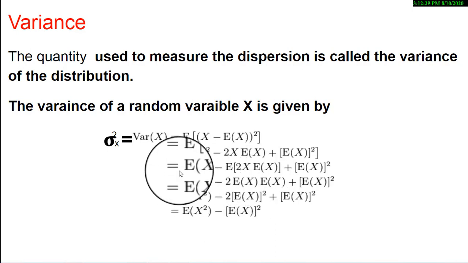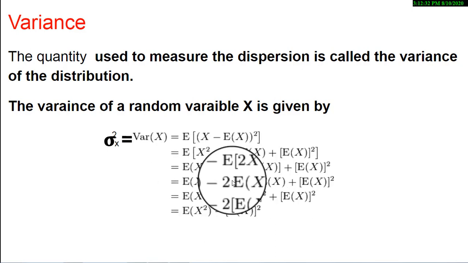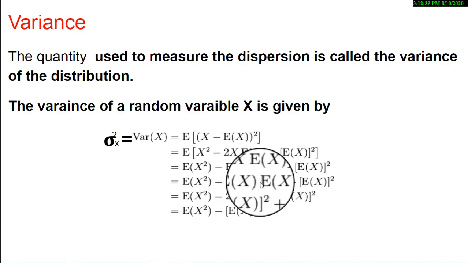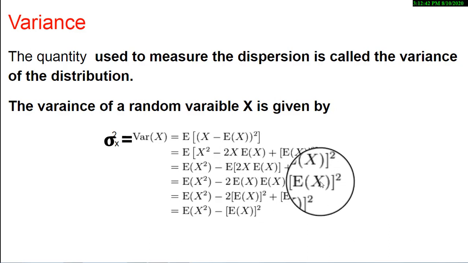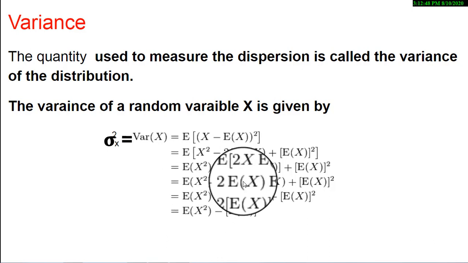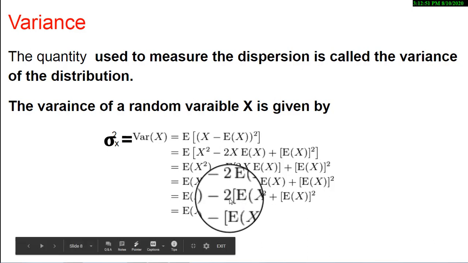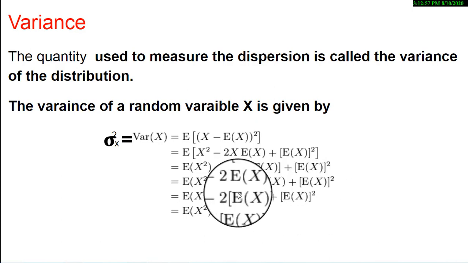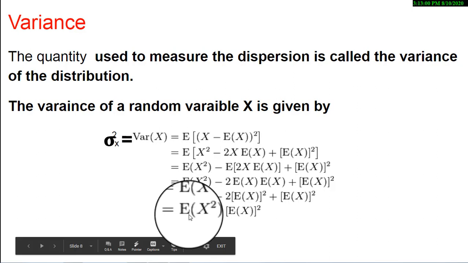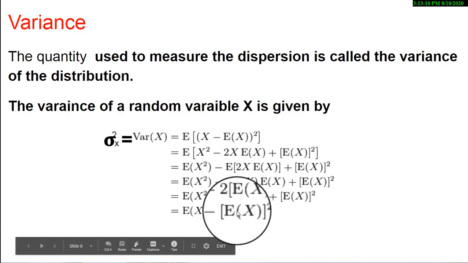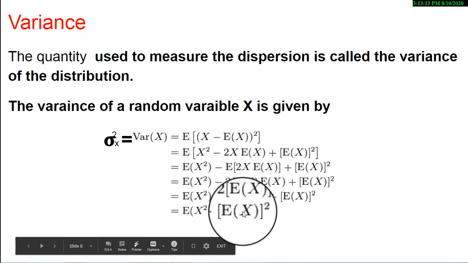Now again, this is E of x square minus, 2 is a constant term so I'm taking it outside, the expected value of x into expected value of x, plus (expected value of x) whole square. Now this is the same: expected value of x square minus 2 into (E of x) whole square plus (E of x) whole square. When we subtract this, we get E of x square minus (E of x) whole square. Now we already know that E of x can be written as the mean.